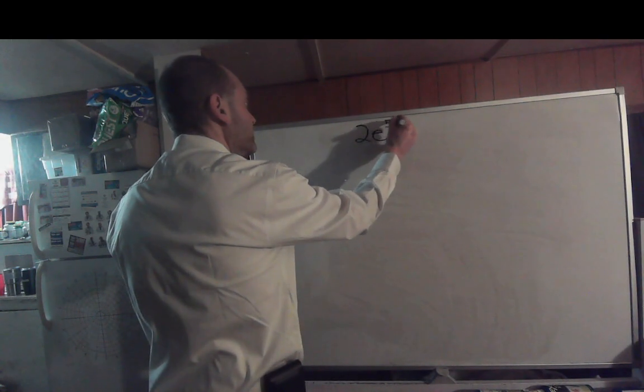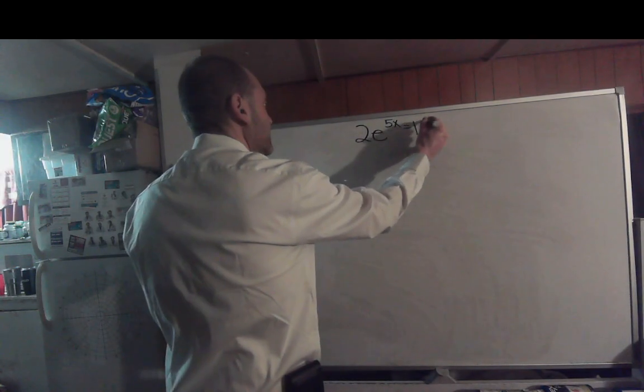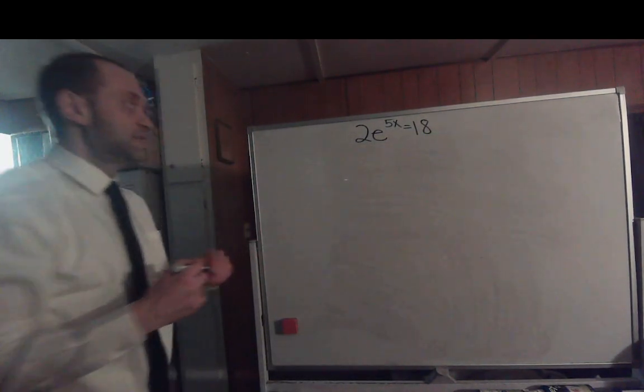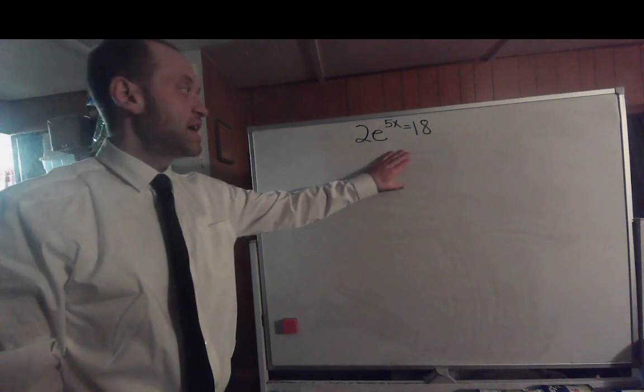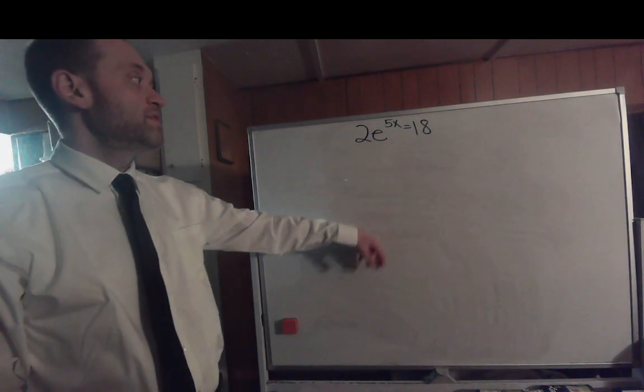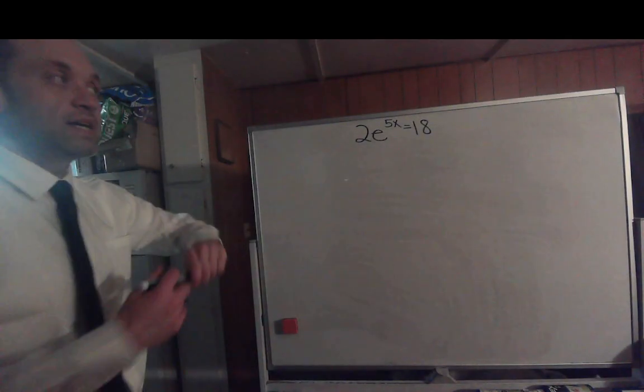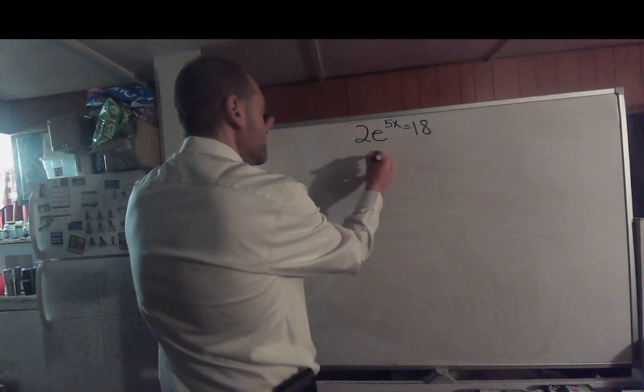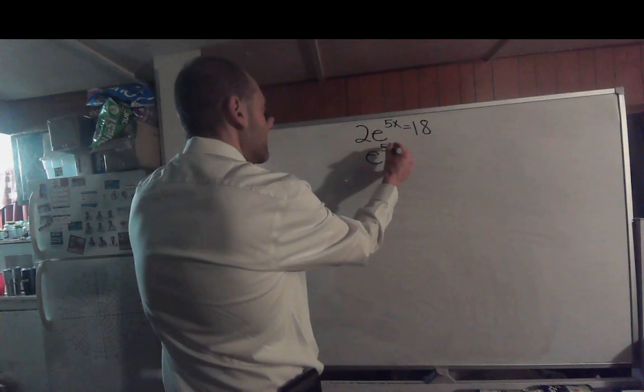All right. This one won't be too bad. You have 2e to the 5x equals 18. That one's a little bit tamer. Well, we definitely want to get that e to the 5x by itself, right? So this would become e to the 5x equals 9.